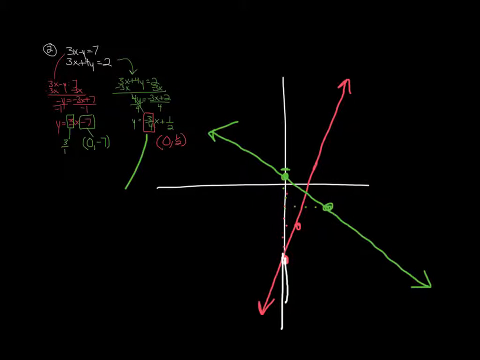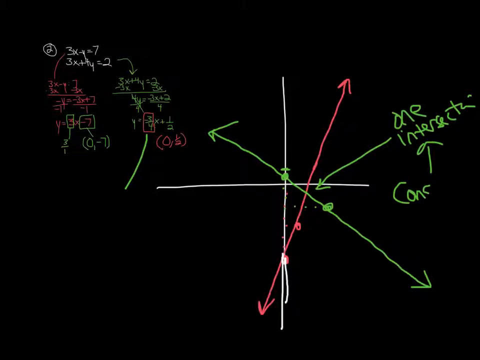Okay, so you'd be looking for a graph that looks similar to that. And then, again, we've only got one intersection point. So consistent would be how we classify that.